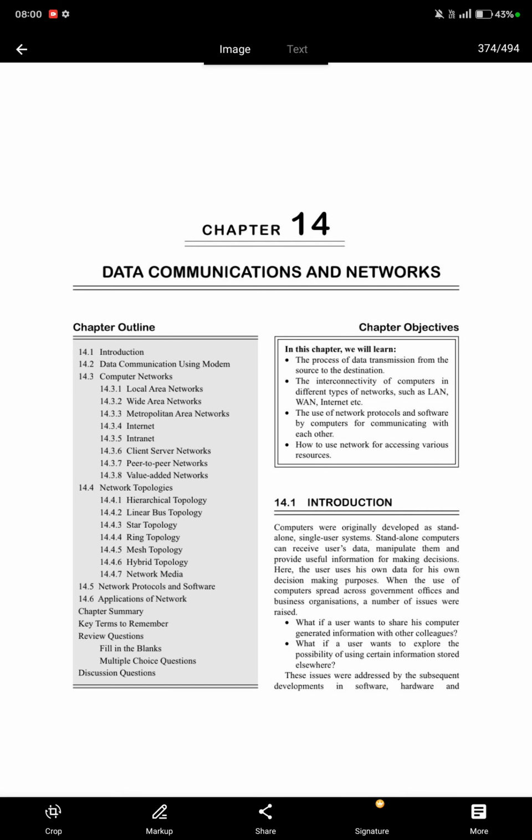Data communications and network. Introduction: data communication using modem, computer networks, LAN, WAN, MAN, internet, intranet, client server network, peer to peer networks, value added networks, network topologies, hierarchical topologies, linear bus topology, star topology, ring topology, mesh topology, hybrid topology, network media, network protocols and software, applications of network. Chapter summary.